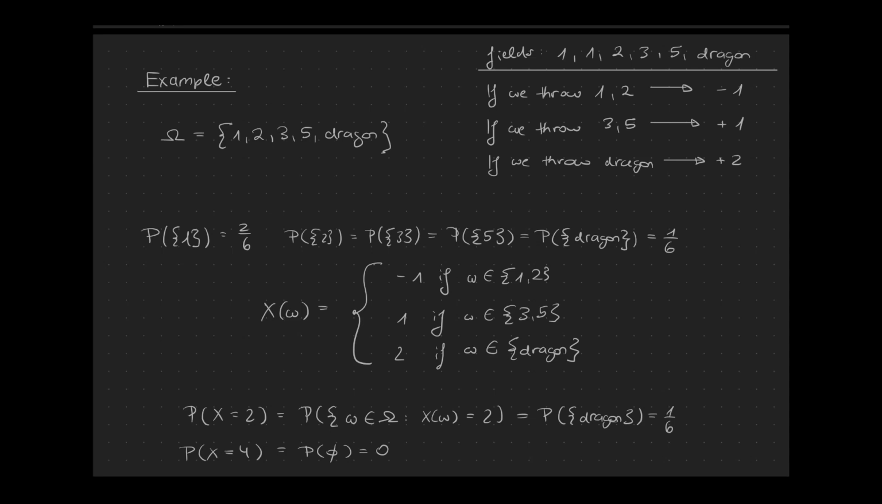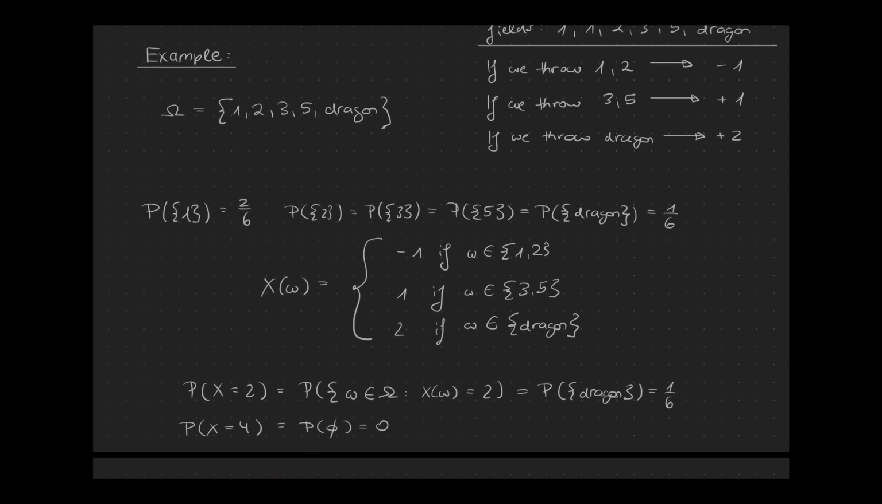This is actually nothing else than if we would ask, okay, from the omega, so from the elements of the sample space, which elements will be evaluated at x, which are equal to 2. And the only omega, so the only outcome which fulfills this is dragon. So the probability is 1 over 6, because we know already the probability of obtaining a dragon.